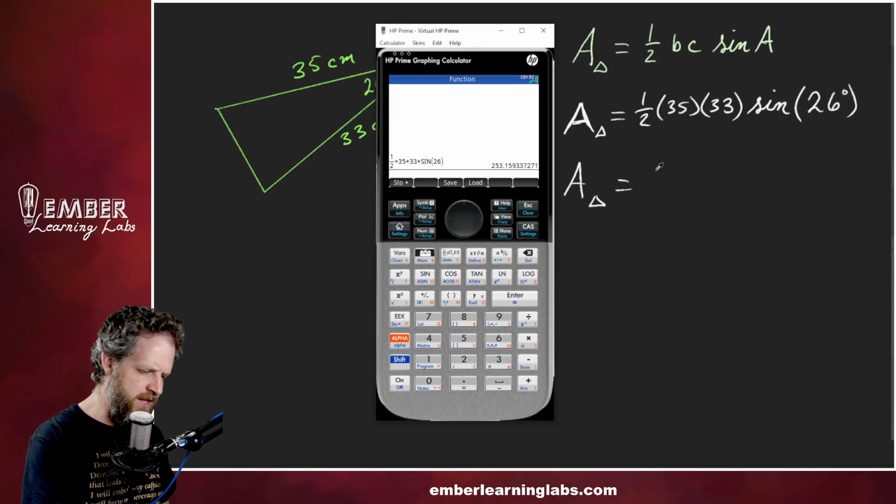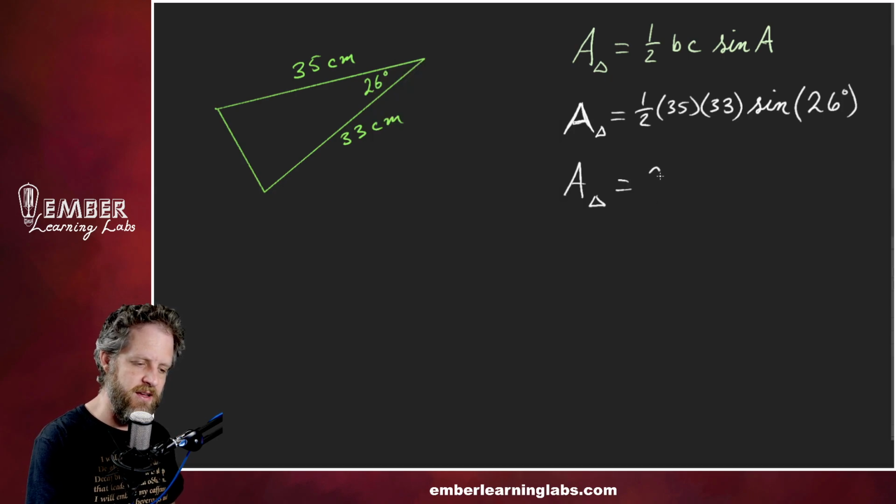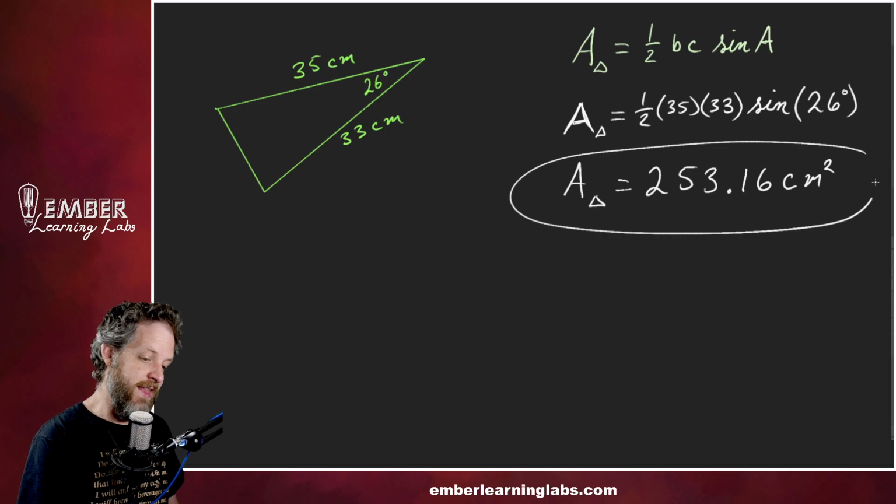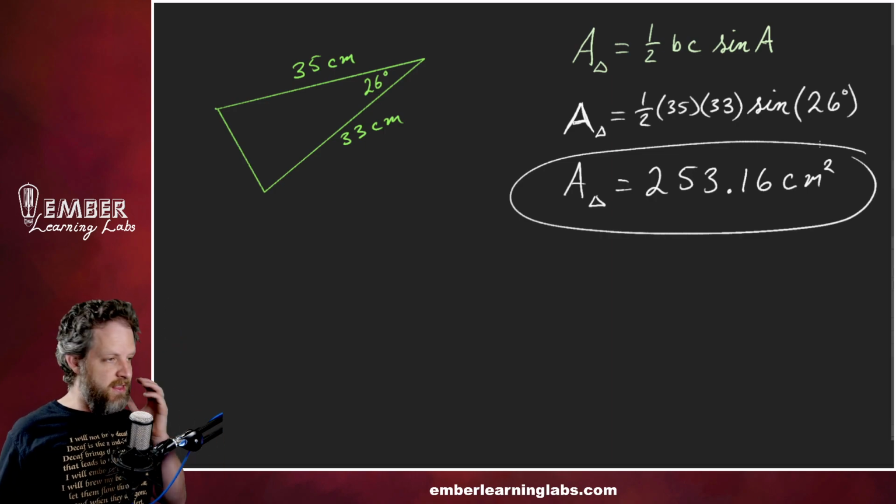Is that what we had? Yeah, 253.16. Units are centimeters, and it's area, so it's centimeters squared. And that's all there is to using that.